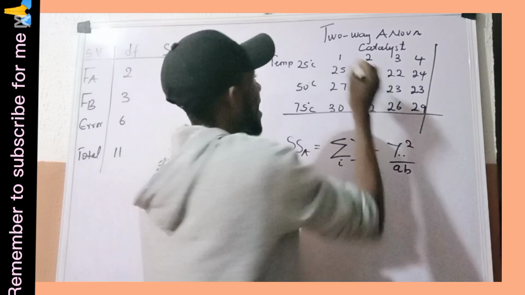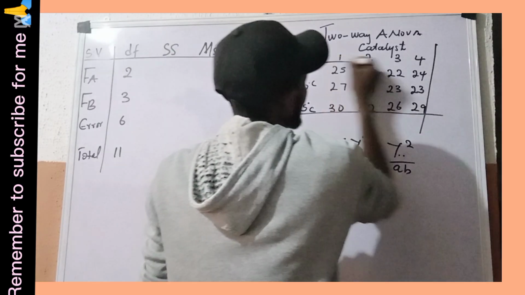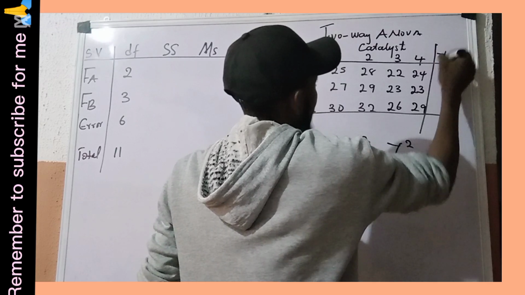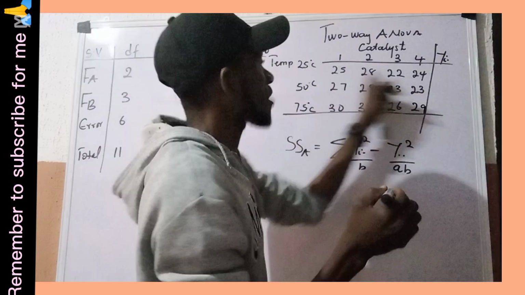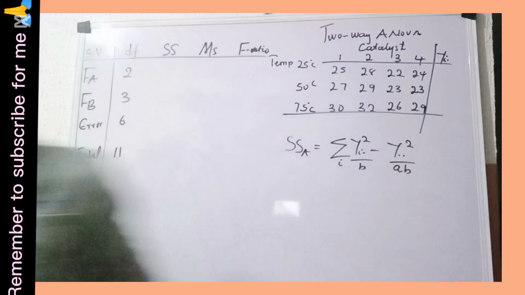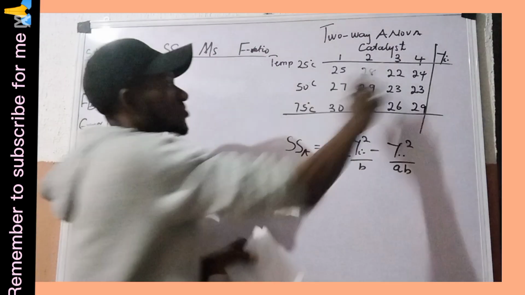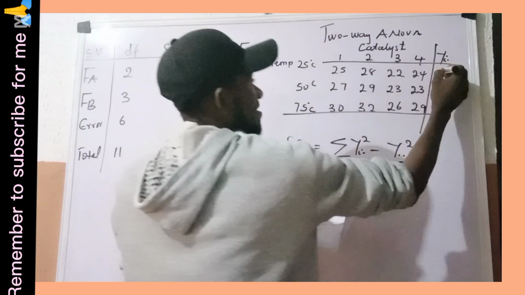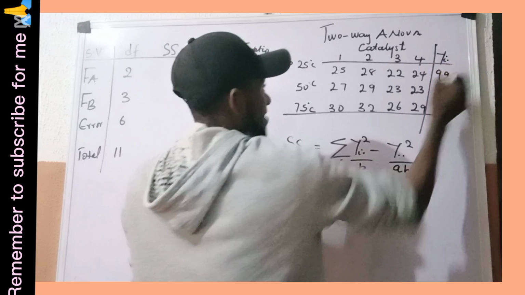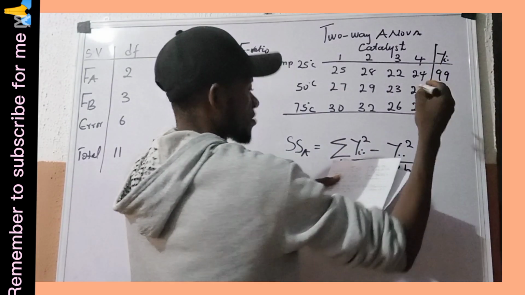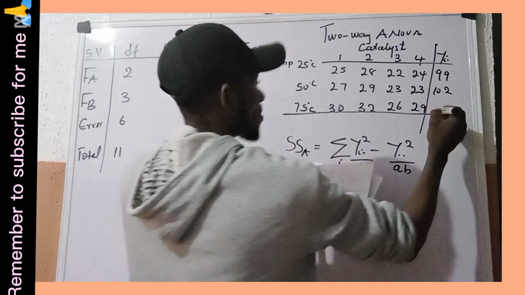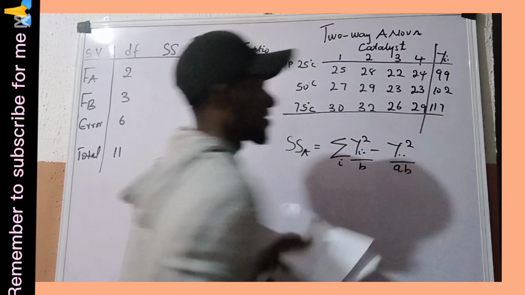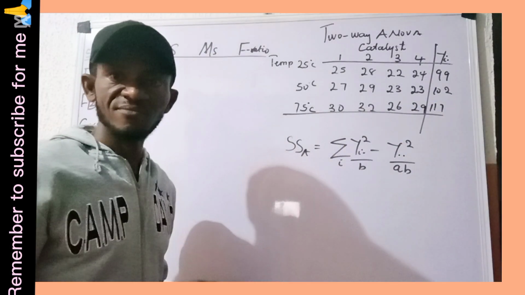So I am going to have something that looks like this, where I call this one my yi dot. If I sum these observations from what I have here, the sum is 99. The sum of all these ones is 102. And the sum of all these ones is 117. That is what I have there.